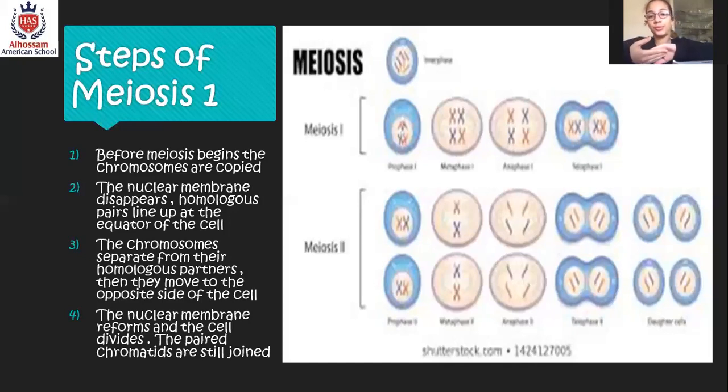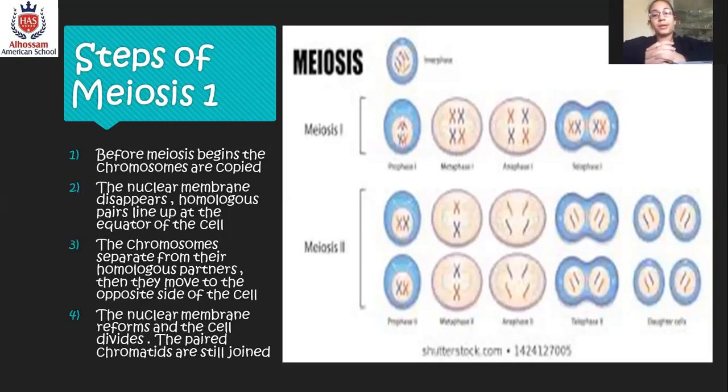Homologous chromosomes or pairs line up at the equator of the cell, which is called the metaphase plate. And then the chromosomes separate using the spindle fibers. The spindle fibers pull apart each sister chromatid, and they separate from their homologous partners. Then each homologous pair moves to the opposite side of the cell.